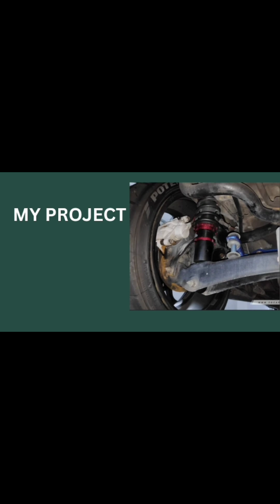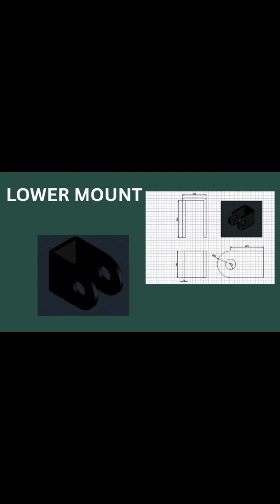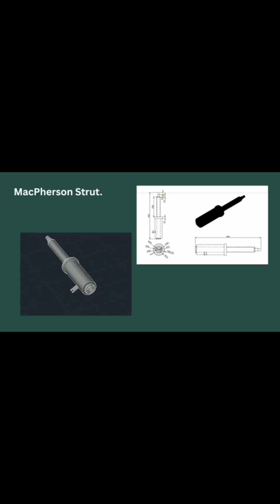So this is my project where I apply AutoCAD to design automotive suspension components. I will show you each part and explain how they fit together. On the first slide, this is the lower mount. The drawing shows the dimensions clearly, and the 3D model helps us visualize how it looks in real life. Here is the MacPherson strut. An important suspension part that combines a shock absorber and coil spring, and the CAD drawing shows its detailed measurements.